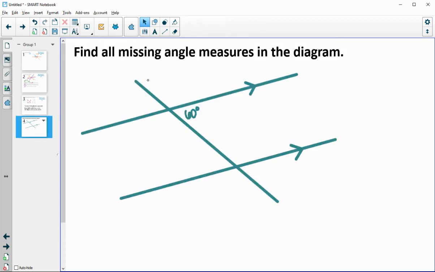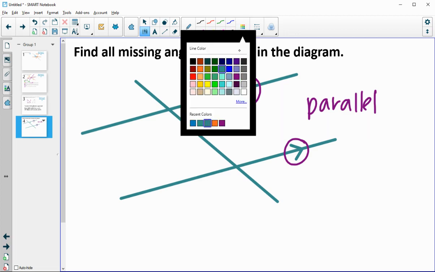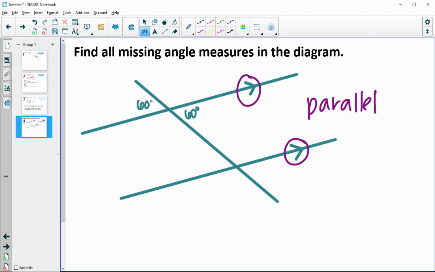All right, then this final one is talking about when we have two parallel lines, and we can see they're parallel because of these arrows. These mean parallel. Now we want to fill in all of the missing angles. Remember that vertical angles are equal to each other. So if this one is 60, then this one is 60. Then we can subtract from 180. So 180 minus 60 gives us 120 for this one, and therefore also this one, that's a vertical angle to it.